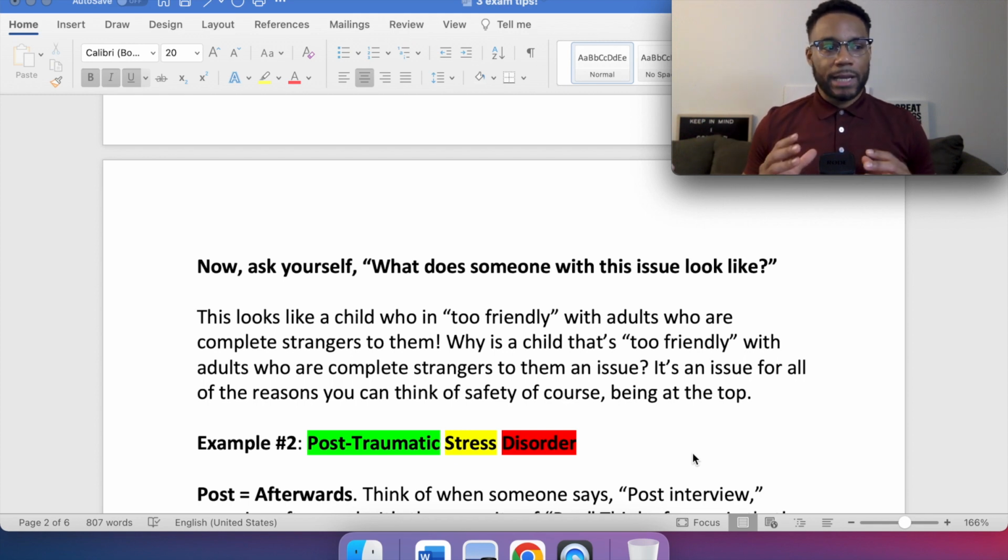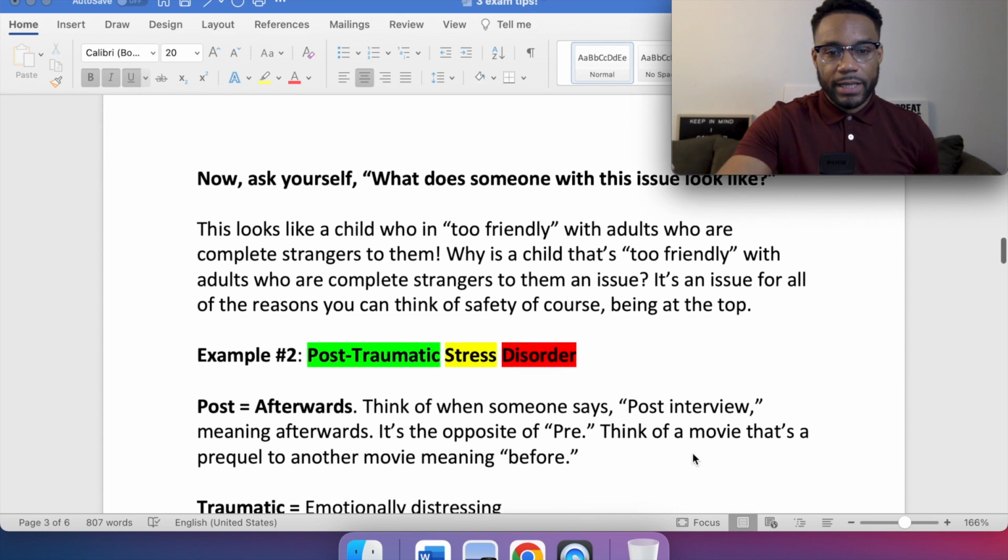And there's no type of restraint where it's like, wait a second, their internal alarm system, red flag, should be going off, and they're like, wait a second, I don't know this person, let me check in with mommy or daddy. They're just kind of going with the flow. So that's why it's an issue.